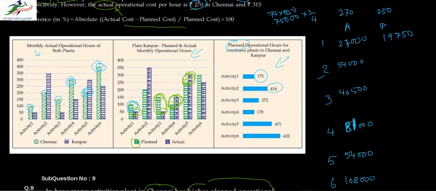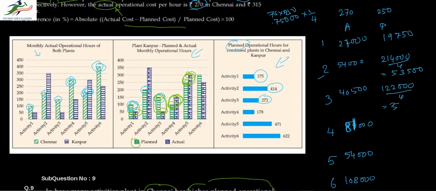Then for activity 2, it is 414 minus 200. So 214 into 250. So that again would be 214,000 by 4, which is equal to 53500. And for activity 3, it is 272 minus 150. So this is 122 into 250. So this is 122,000 by 4, which is equal to 30500.